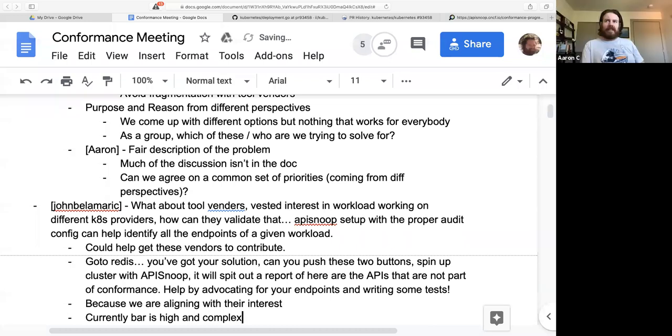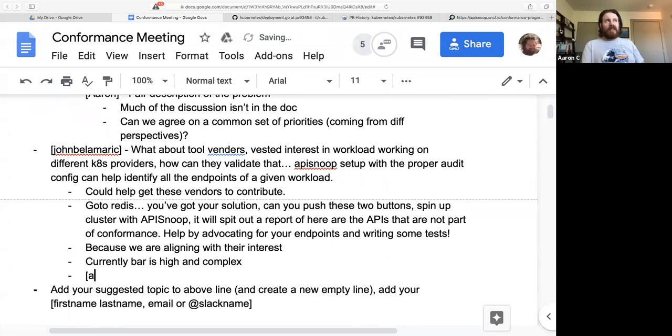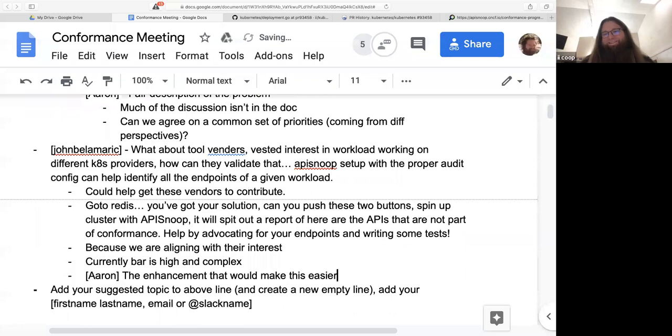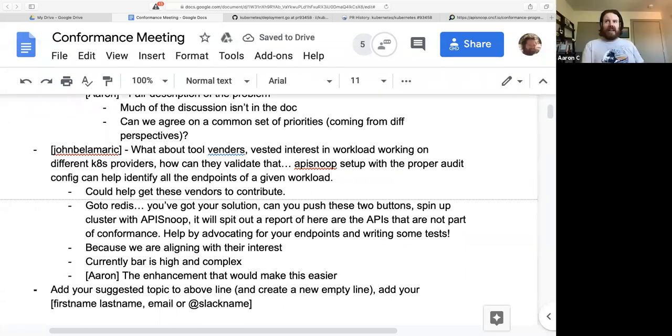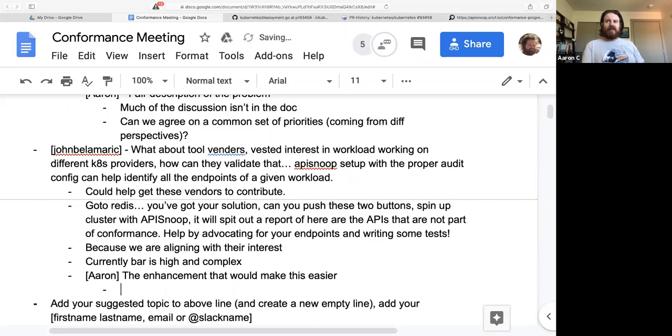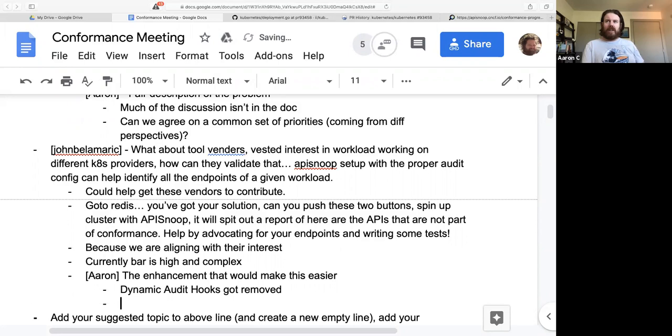My understanding is that the enhancement that would make this significantly easier is dynamic audit webhook configuration. We just killed that, because there was a decision that it's far more fundamentally complex when you dig into it. And so the only other drop-in thing that's available is admission webhooks, I think, which don't necessarily expose the same level of granularity that API Snoop requires.